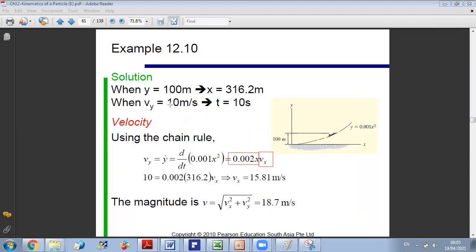In particular, when y equals 100 meters, if I replace in my equation of y, which is 0.001 x squared, I can calculate the corresponding value of x. And once I know x, I replace it back here in the formula. So replacing back x in the formula, I can get the value of Vx. Now, to get the magnitude, all I have to do is the square root of Vx squared plus Vy squared.